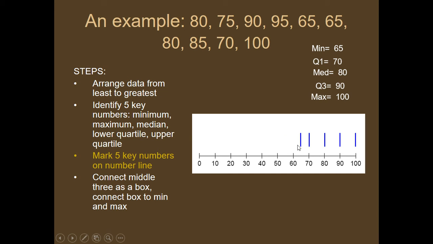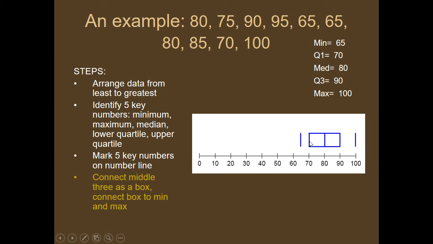Our last step is to connect the middle three as a box, and then to use lines to connect them to the outer ones. There you go. We've made a box and whisker graph.